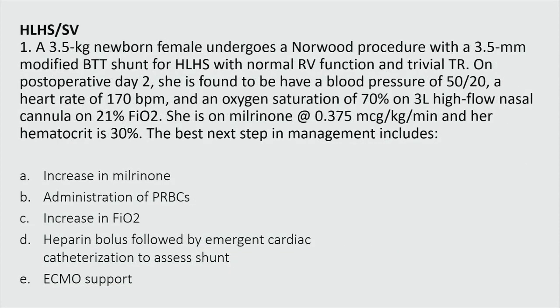A 3.5 kilo newborn female undergoes a Norwood procedure with a 3.5 millimeter modified BT shunt for hypoplastic left heart syndrome with normal RV function and trivial TR. On post-op day 2, she's found to have a blood pressure of 50 over 20 millimeters of mercury, a heart rate of 170, and an oxygen saturation of 70 on 3 liters of high-flow nasal cannula on room air. She is on milrinone at 0.375 micrograms per kilo per minute, and her hematocrit is 30%.